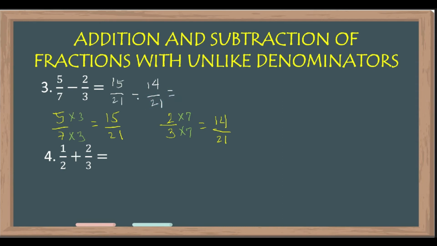Okay? So, 15 minus 14, that is 1. Then, copy yung kanyang denominator. That's it. Our answer is 1 over 21. Okay? Now, let's try number 4. 1/2 plus 2/3. As you can see, magkaiba din sila ng denominator. So, ang ita-times ko sa 1/2 ay 3. Okay? Kasi 1 times 3 and 2 times 3.